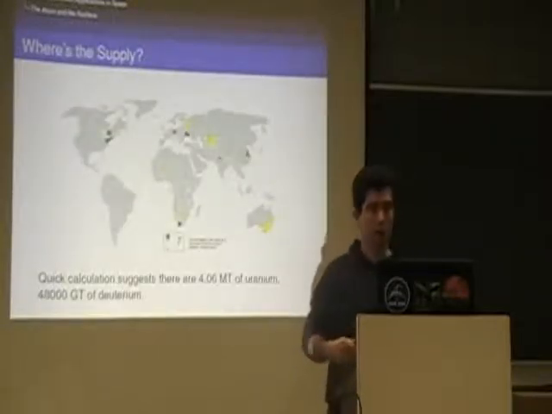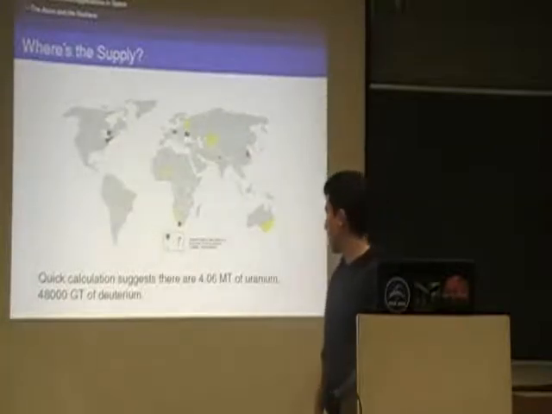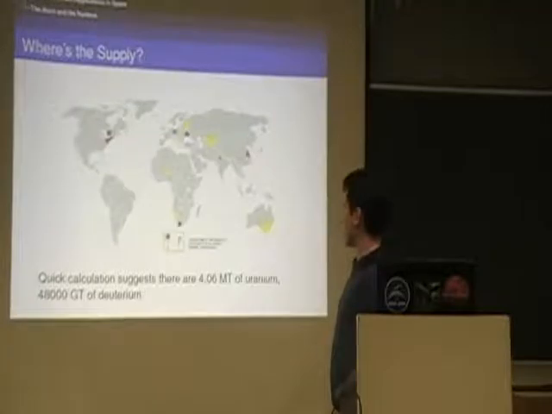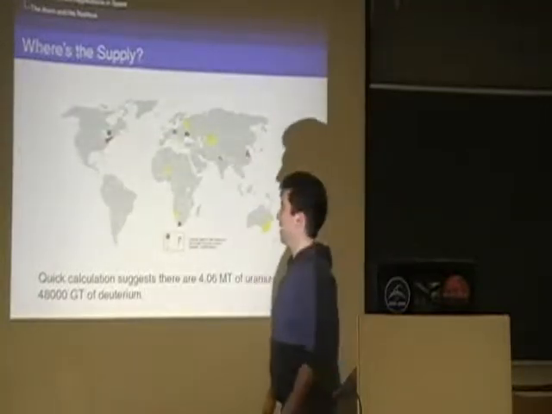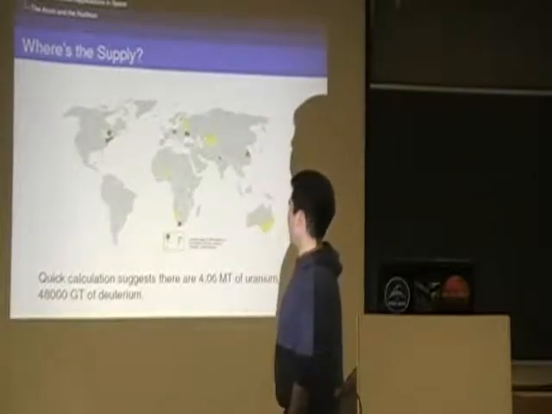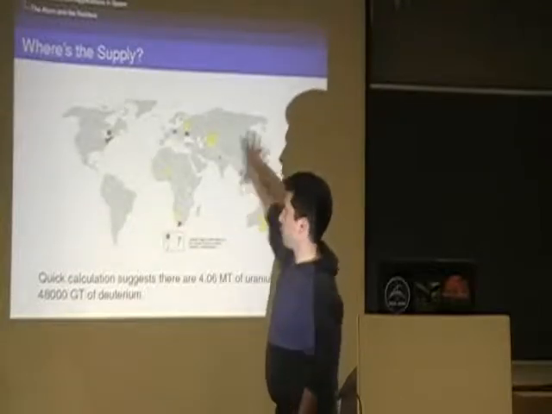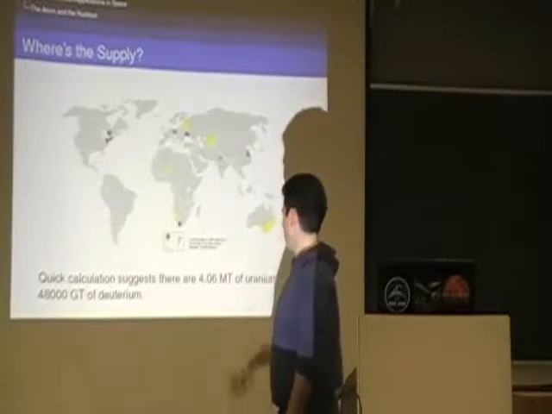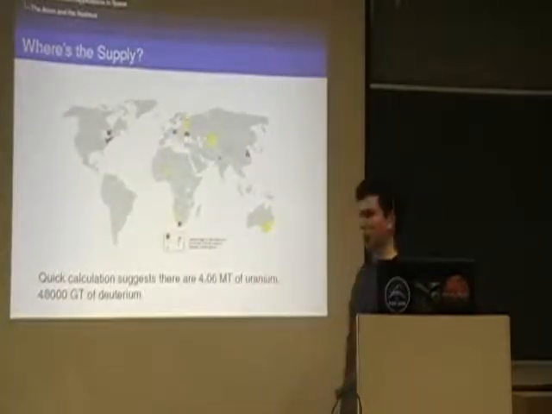So, from Wikipedia, I've gone and taken a map of the world that has Earth's biggest producer of uranium marked in green. And all the other, podunk secondary producers of uranium are marked in yellow here. There's about 40,000 tons produced every year out of a 4 million ton reserve of uranium. I don't know if you guys can all see that, but I'll read the numbers to you.